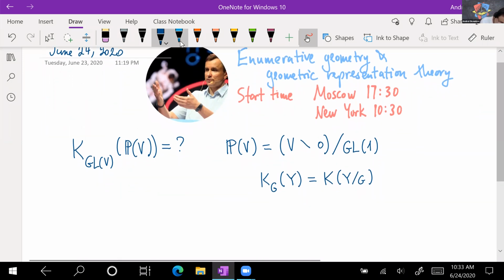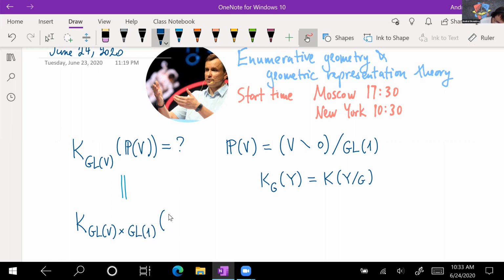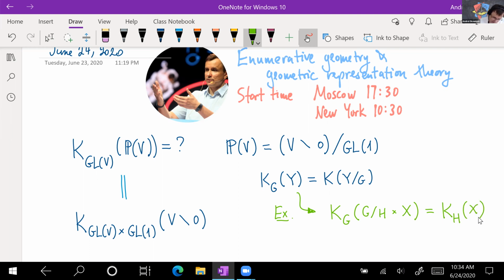And so in this situation it means that this object is the same as the GLV cross GL1 equivariant K theory of V, take out the origin, right? Where GL1 acts by scalars here, so it's really the center of this group. Incidentally, there's an exercise: from this, deduce that the G equivariant K theory of some homogeneous space G mod H cross X is the same as the H equivariant K theory of X. So that's this.